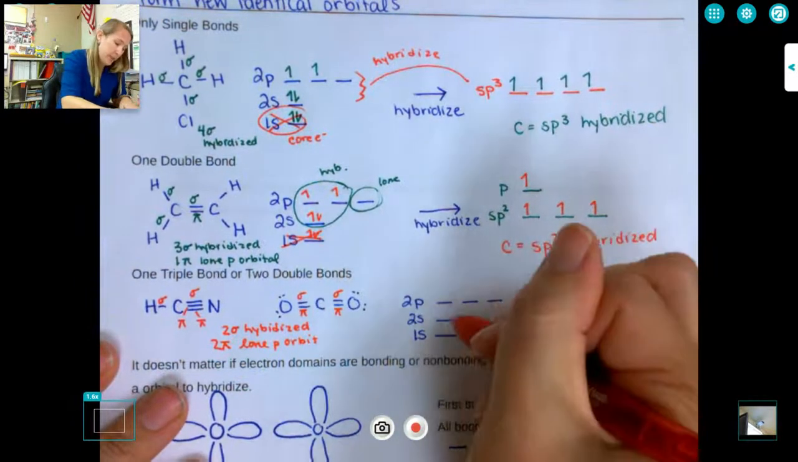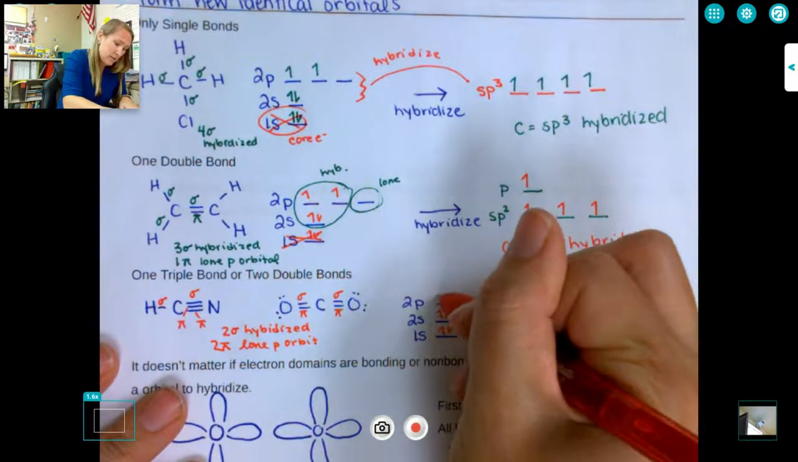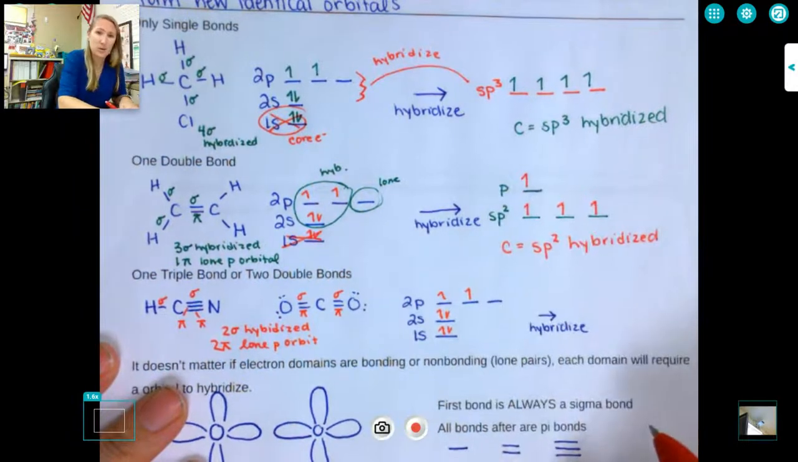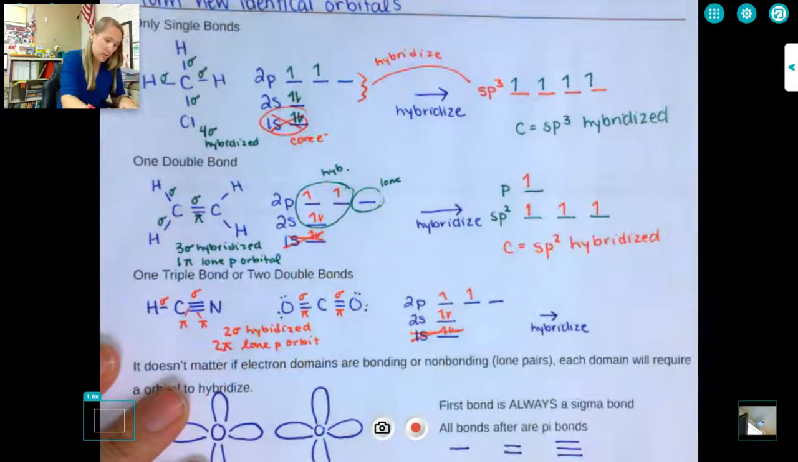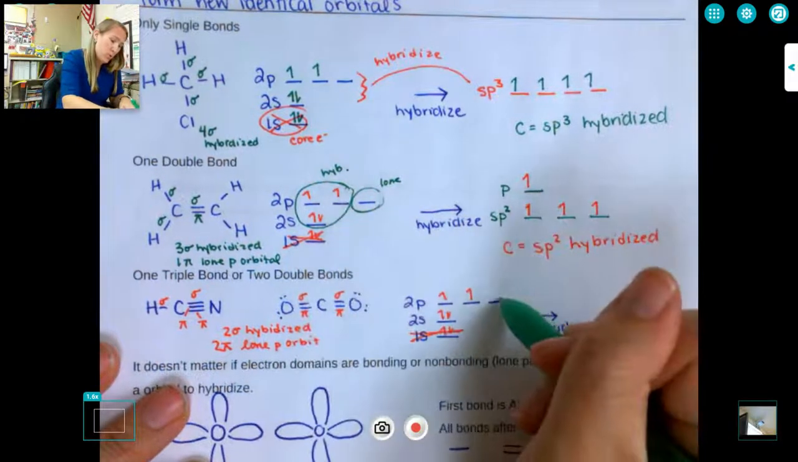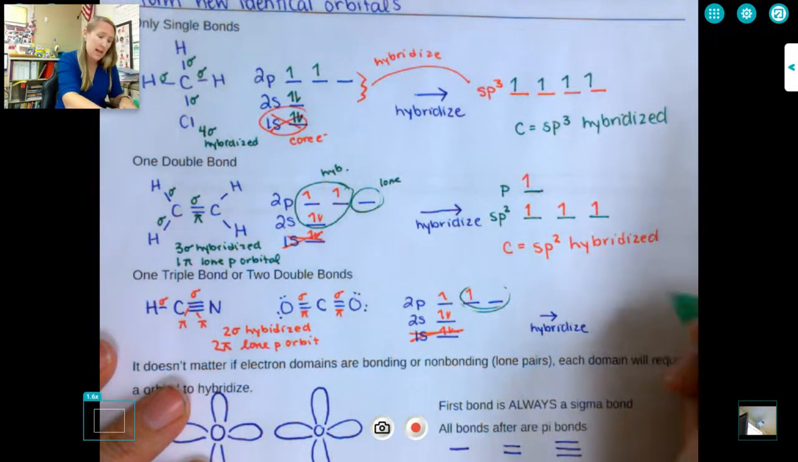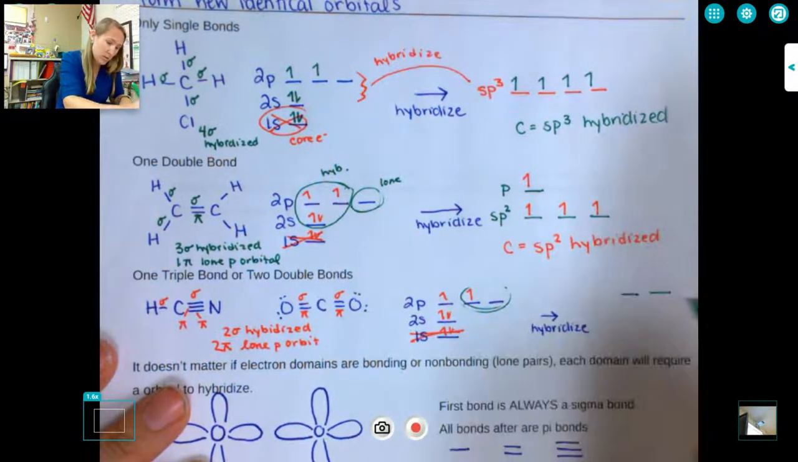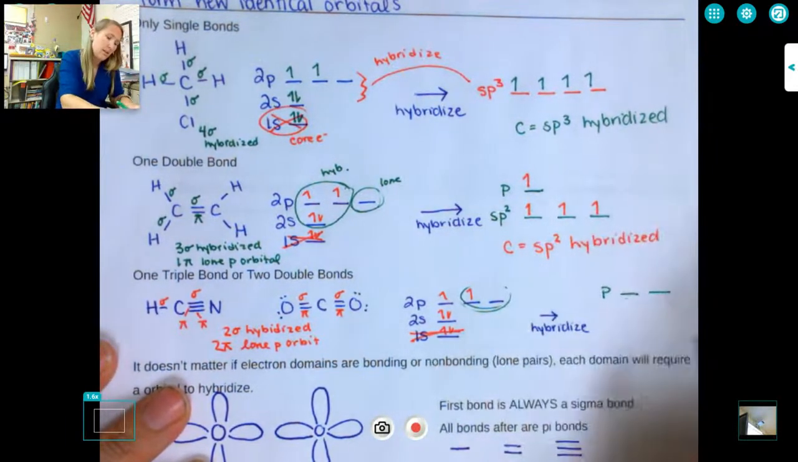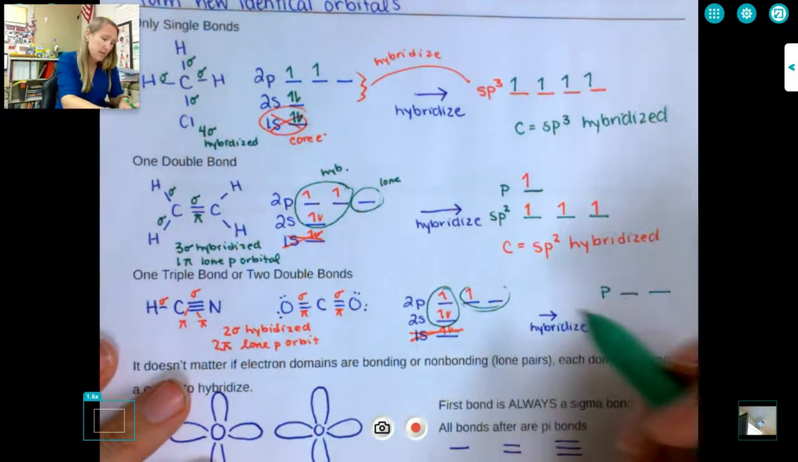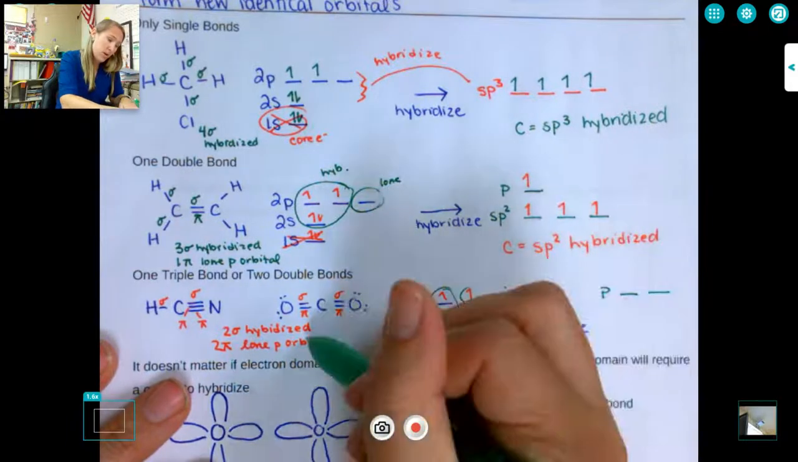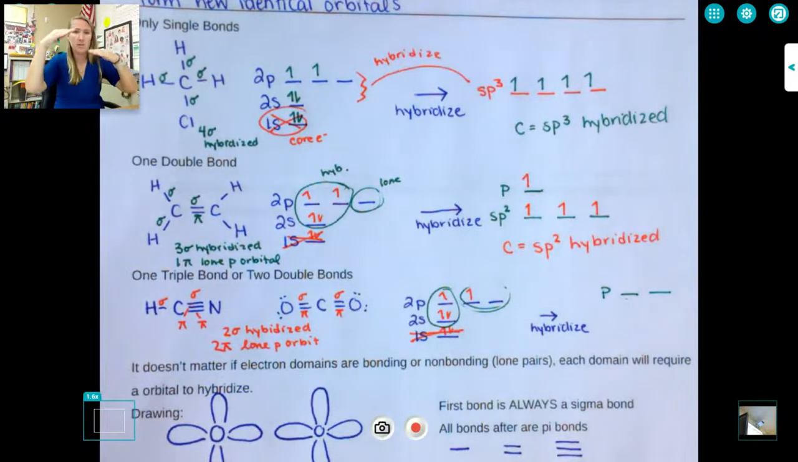So again, here are my electrons, and I don't care about my core ones, so I ignore those. Now this time, 2 lone p orbitals. So these 2 are not going to hybridize. They're going to stay as p orbitals. These 2, it doesn't matter which technically, are going to hybridize. So they're going to come together and meet at some place in the middle.